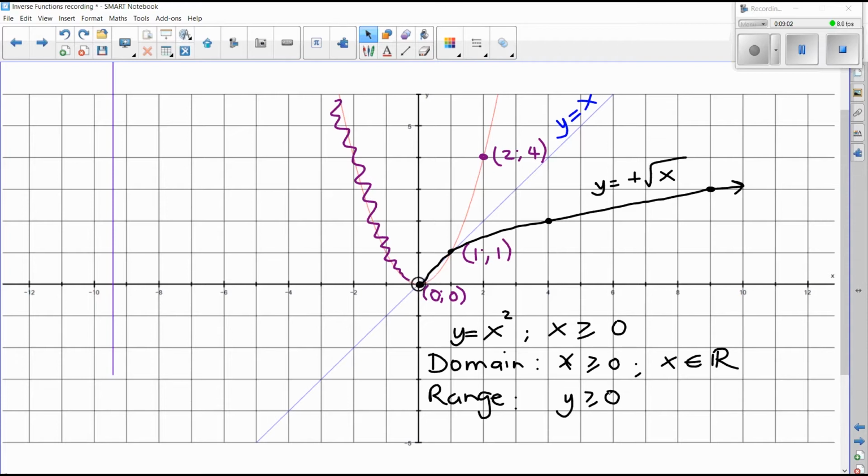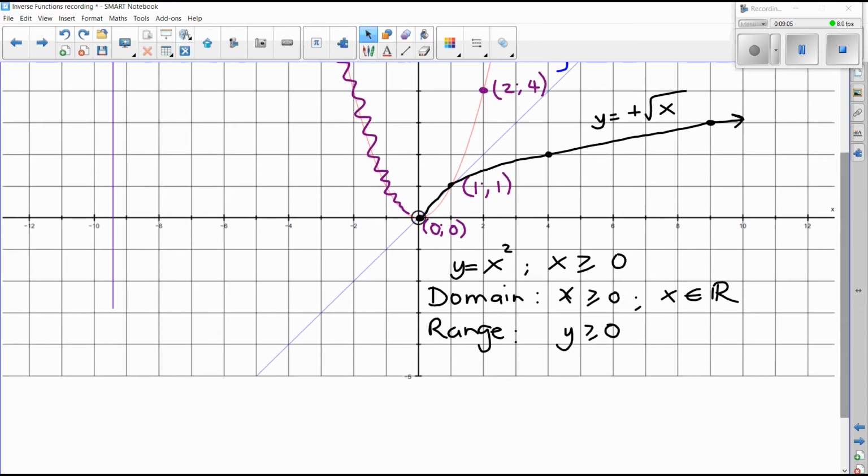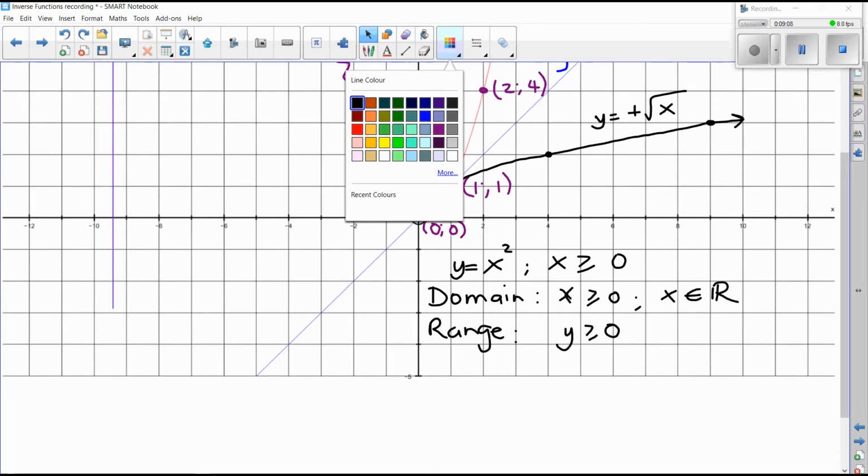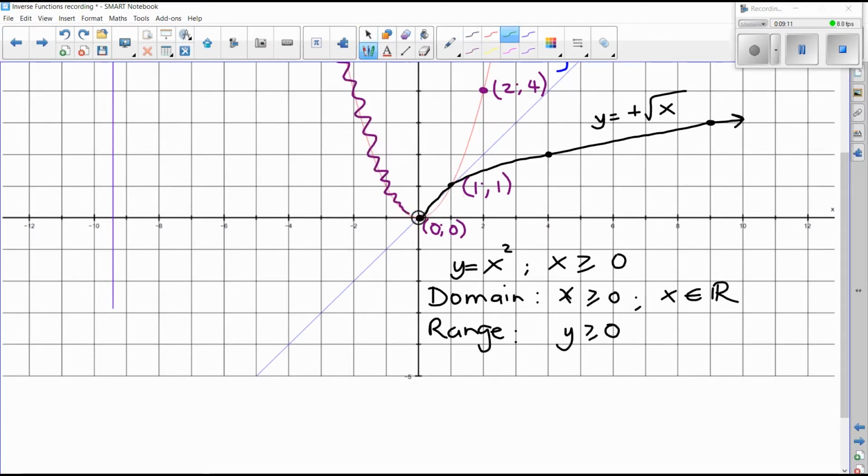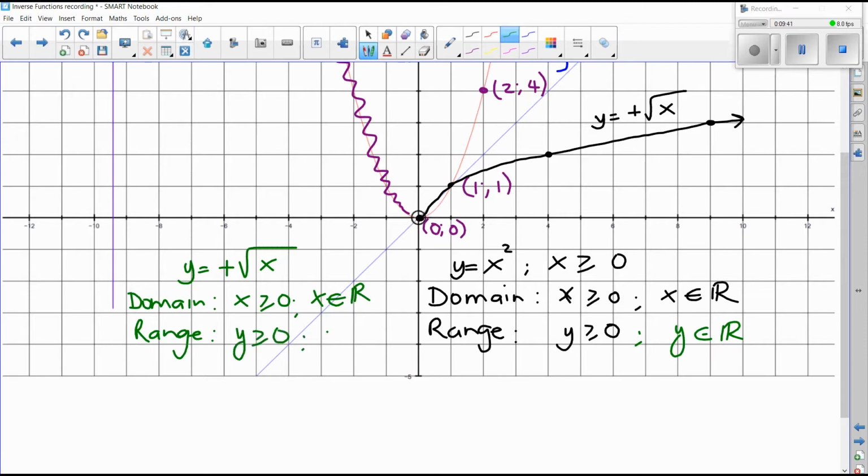Let's look at the inverse graph. So for the inverse function, we're looking at the graph of y equals positive square root of x. What is its domain? Can you see that we have x values greater than or equal to 0, where x is a real number? What is the range of your inverse function? We see that we have only y values, so we know that y is greater than or equal to 0, for y an element of real numbers.